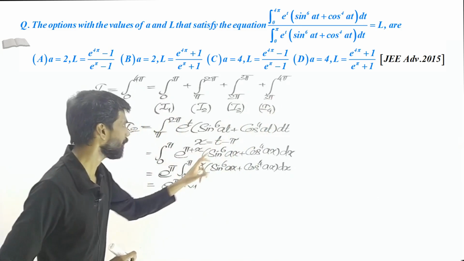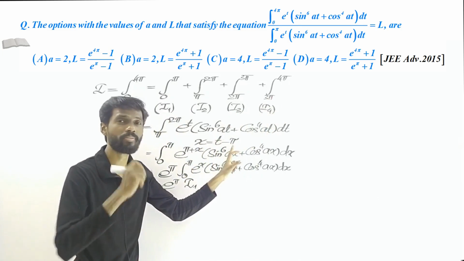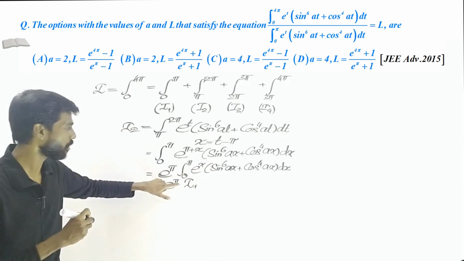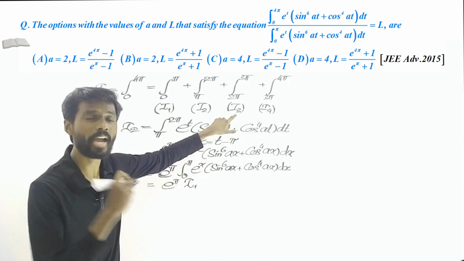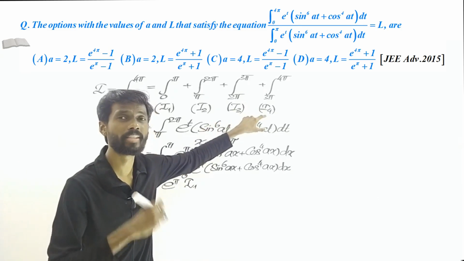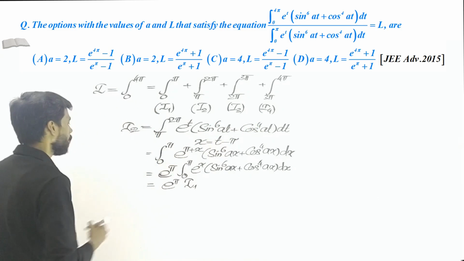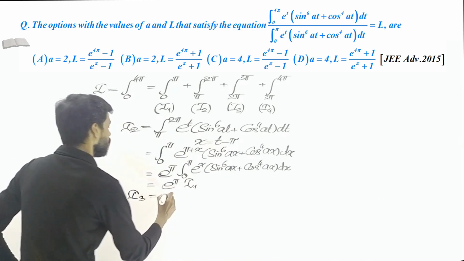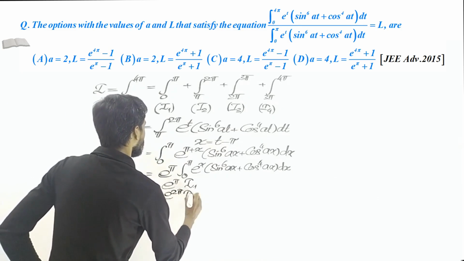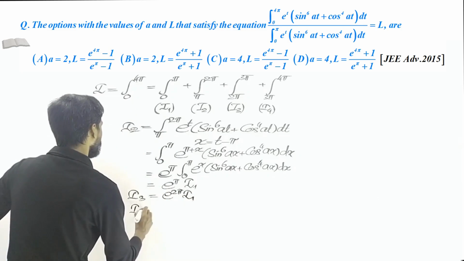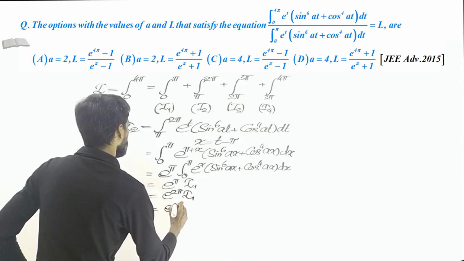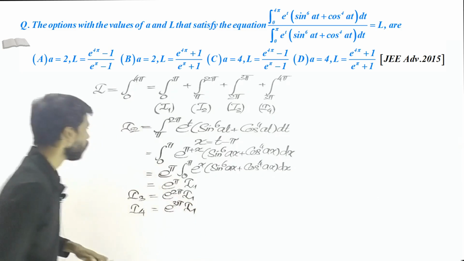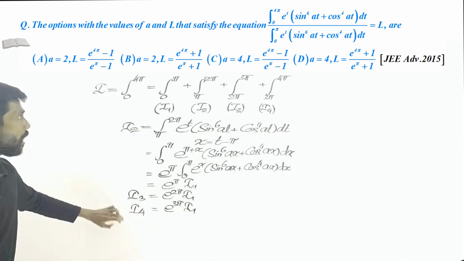So what will you do? Instead of x equal to t minus pi, we'll have t minus 2 pi. So the only difference is e to the power 2 pi instead of e to the power pi: e to the power 2 pi I1. Similarly here e to the power 3 pi I1. So let me write directly: I3 is equal to e to the power 2 pi I1. Similarly I4 is equal to e to the power 3 pi I1.